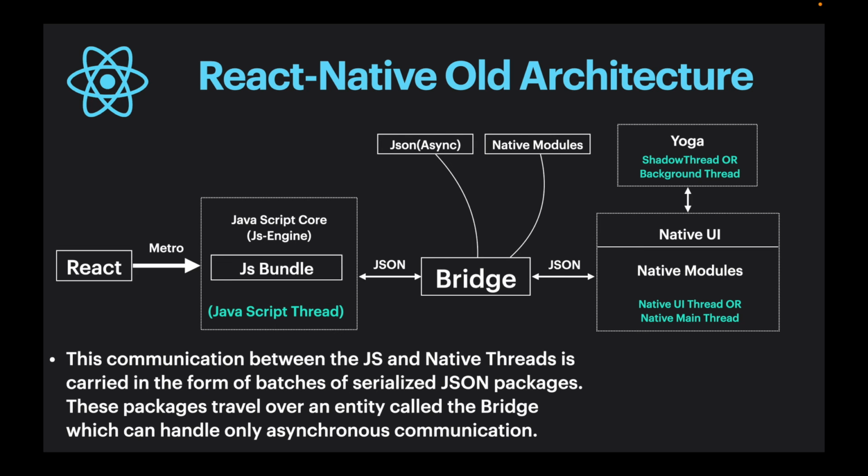So this communication between the JS and native thread is carried in the form of batches of serialized JSON packages. These packages travel over an entity called the Bridge, which can handle only asynchronous communication. So the Bridge only handles asynchronous communication, and all the data is communicated in the form of JSON.